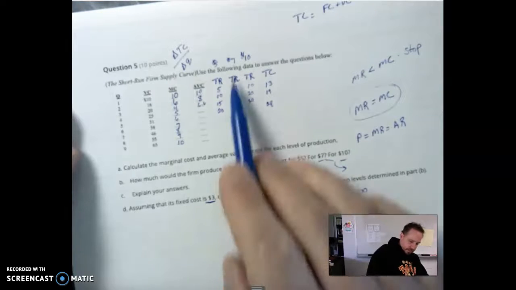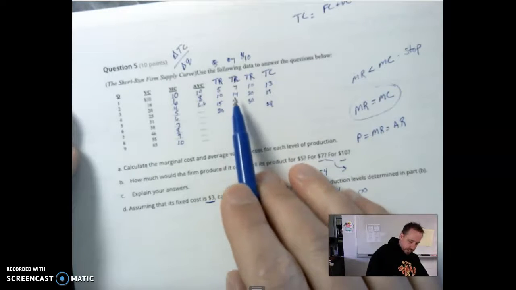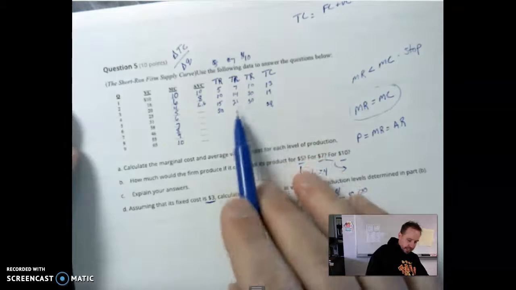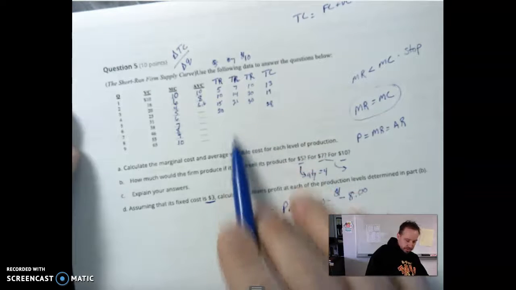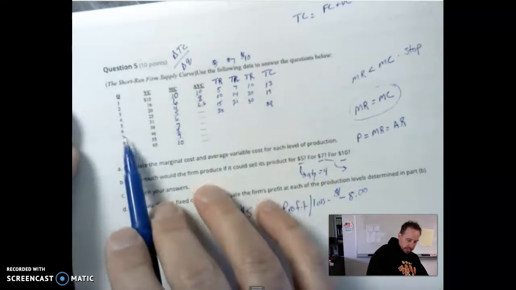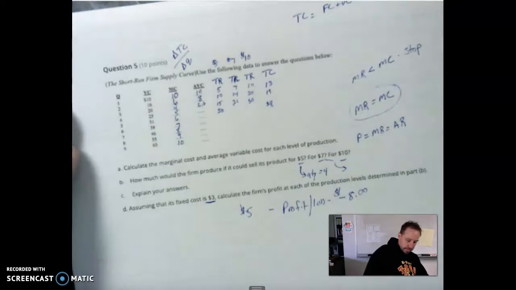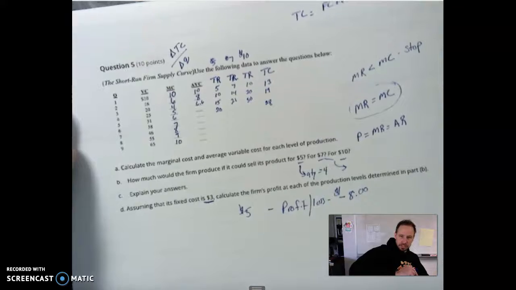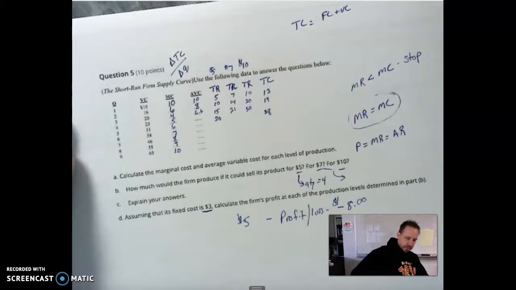Now you got to go through and do that for 7 and for 10, and you're going to have different output levels. At $5 it's going to be 4, that's where you maximize. At $7 it's going to be different. At $10 it's going to be different. Hope that makes sense. Hope that helps. Let me zoom in there one more time, make sure you see it. Let me know if you have other questions.